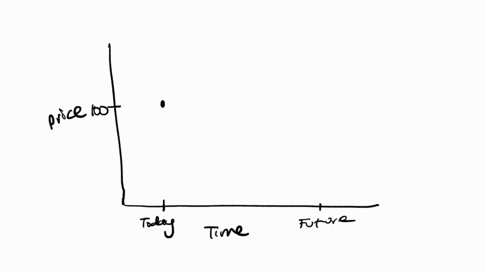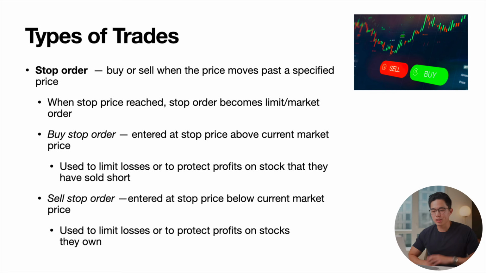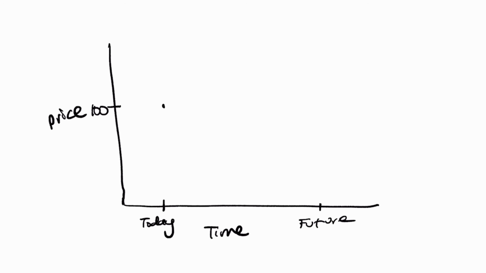So let's say a current stock is trading at $100 and you set a buy stop order at $105. If the price goes above $105, meaning we have some upward movement, that's going to trigger that buy order. And then you have your sell stop order, and this is entered at the stop price below current market price. And this is just used to limit losses or to protect profits on stocks. So let's say we have that $100 stock and you set a sell stop order at $90. This means that if the price of the stock goes below $90, it's going to automatically sell it.